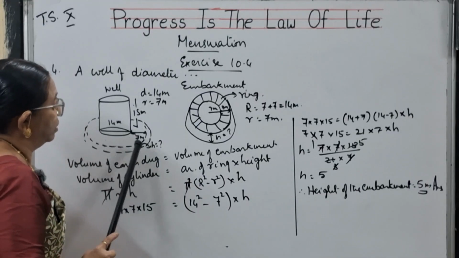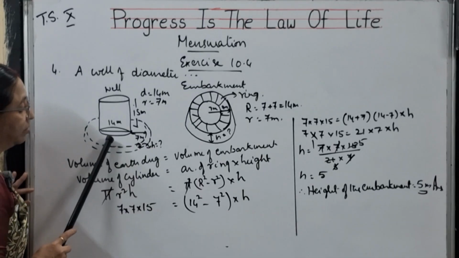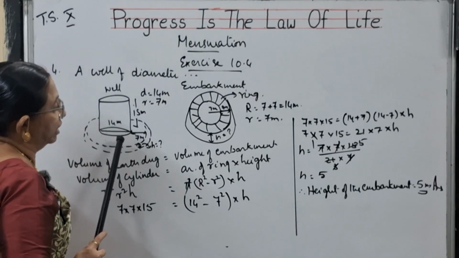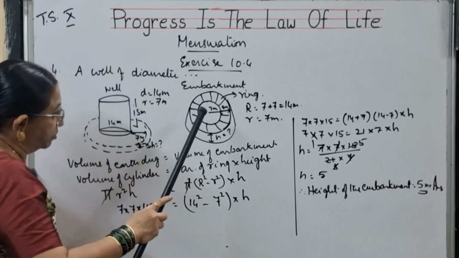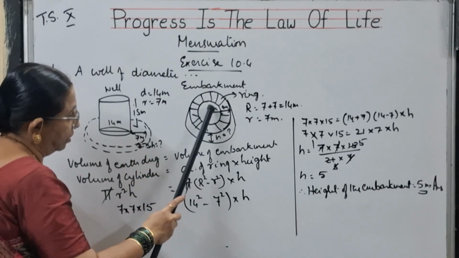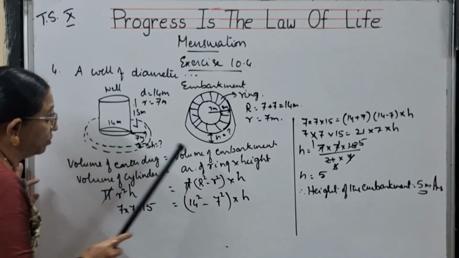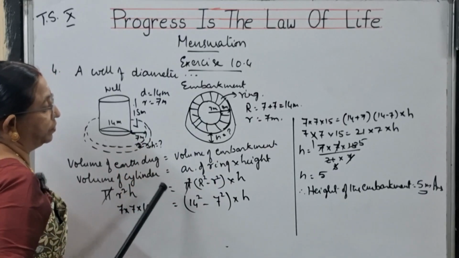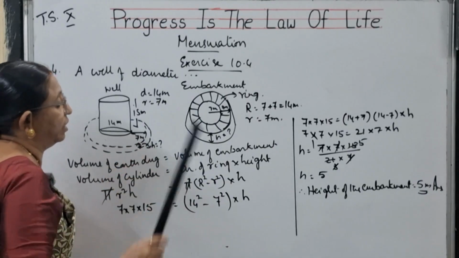Now your question is, what is the height of this embankment? So this is the well, this is the embankment. For your understanding, I made this embankment like this, because from the top, see, this is the portion of the well and this is the embankment they have made. The width of the embankment they said is 7 meters, and this is the radius. Now what is this height? They are asking how much it has raised from the earth.